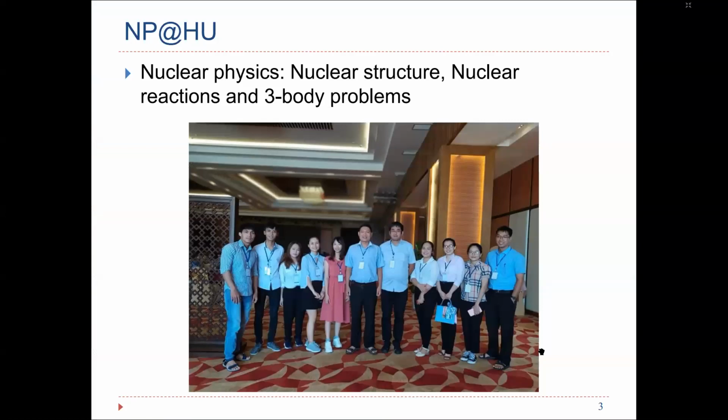Yes, we have a small group working on nuclear physics at Huế University. Here in the image there are some bachelor students and master students, and in the center, me and my collaborator, Dr. Kazuhito Miyama. We are interested in some aspects of nuclear structure like fission, and for nuclear reactions, we focus on the microscopic optical potential and a little bit on the three-body problem based on the Faddeev-AGS equation.